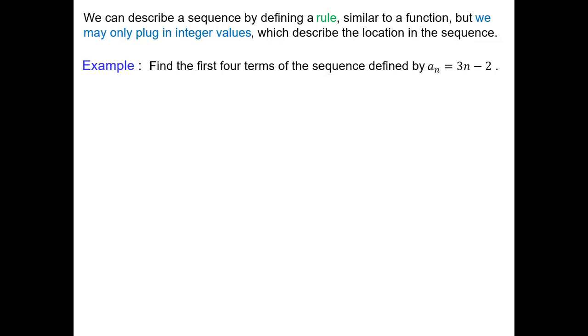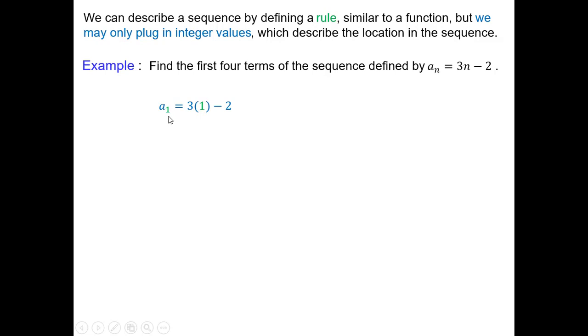Sequences can be defined by a rule that is similar to a function in a way. With functions, f of x equals 3x minus 2, I would be able to replace the x's with any value that I chose in order to get the output. So plug in any input and you get the corresponding output. With sequences, on the other hand, notice that they have a different notation. They're referred to as a sub n. And now we are only allowed to plug in positive integer values. And that integer that we plug in is describing the location in that sequence.